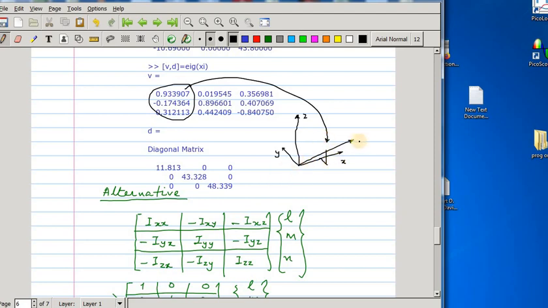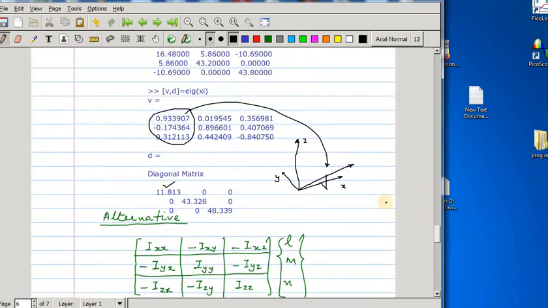So about this axis, if you calculate the moment of inertia, then you will get this value. So this is actually the meaning of this. Similarly, in this direction you get this, and in this direction you get this.